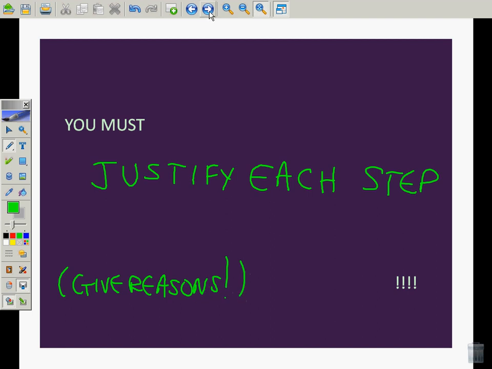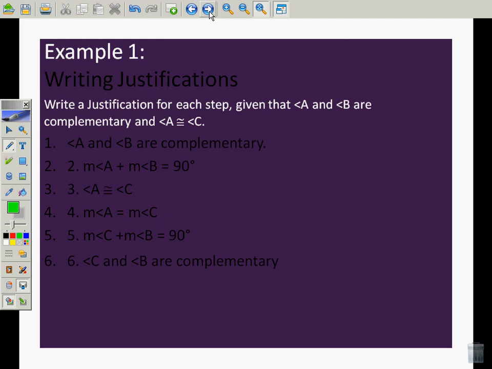Okay? And so what it looks like is this. This is a sample outline proof, and it's a sample giving us everything that we already need. We're just going to write the reasons. Okay? So we're going to write a justification for each step, given that A and B are complementary. Okay, so given that one thing and another thing, okay? A and B are complementary. This is a given. So here's our reason. That's given, okay? If you want to number them, that would be perfectly all right.